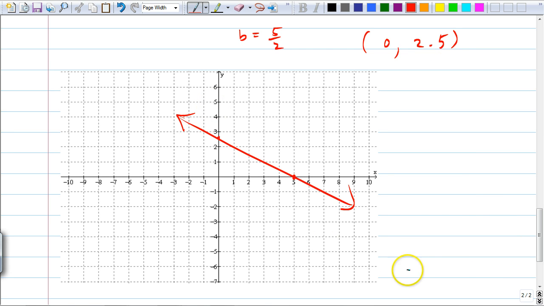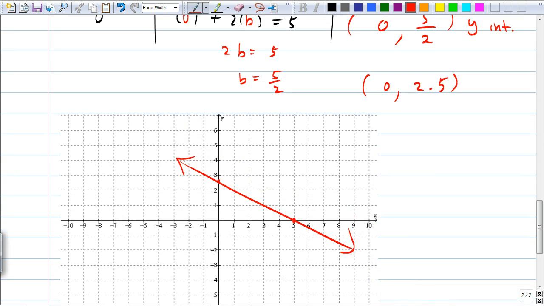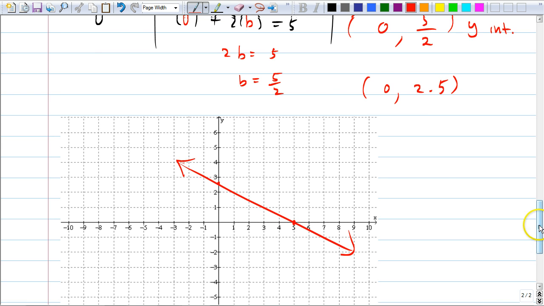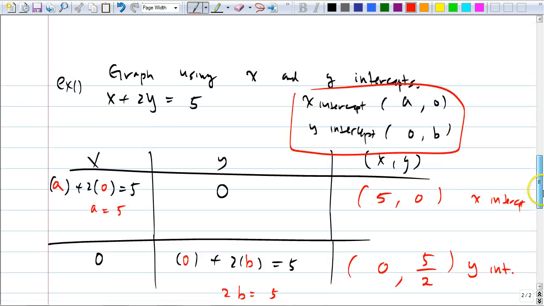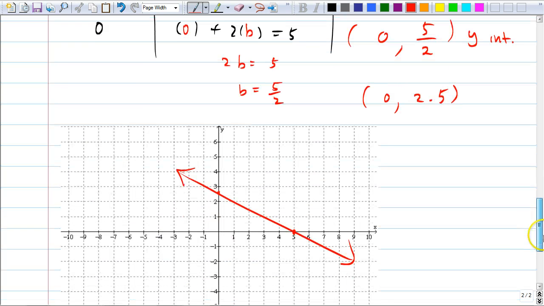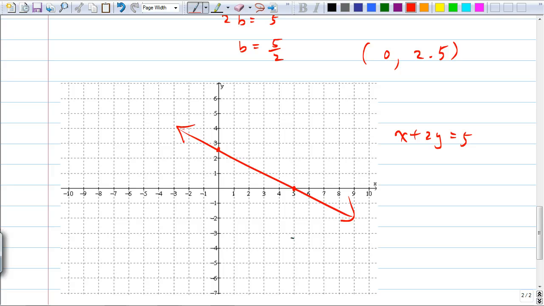Every point on this line is a solution to this linear equation. This line represents every solution for this equation, which was what? x plus 2y equals 5. Does that make sense? You plug in any one of the ordered pairs on this line, and it's going to be a solution to this equation. Is this easy? The 2.5 is right in between 2 and 3, right? Okay, so pretty straightforward.